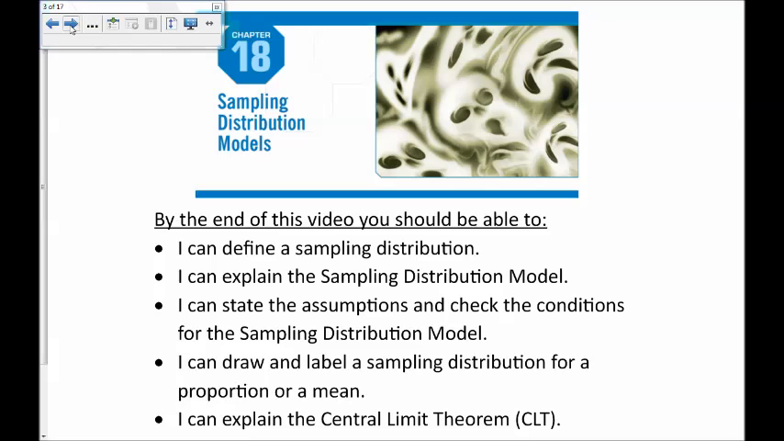By the end of this video, you should be able to define a sampling distribution, and you can explain the sampling distribution model. You should also be able to state the assumptions and check the conditions for this model, and draw and label a sampling distribution for a proportion or for a mean. And you can also explain something called the central limit theorem.